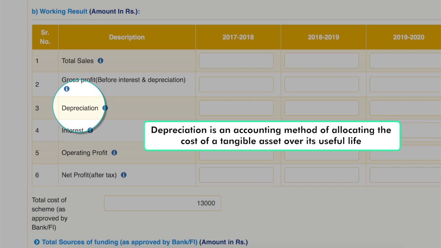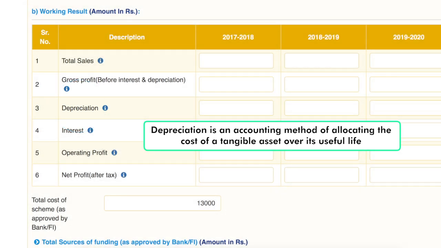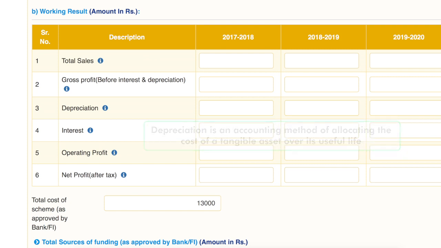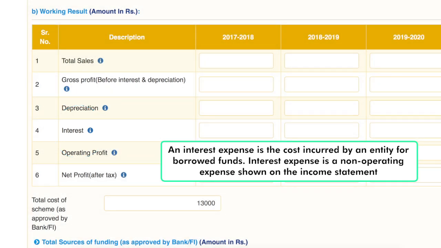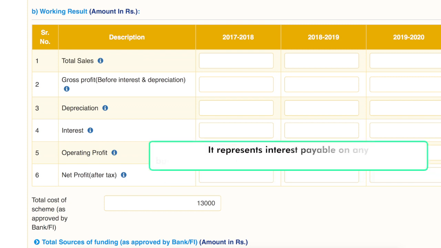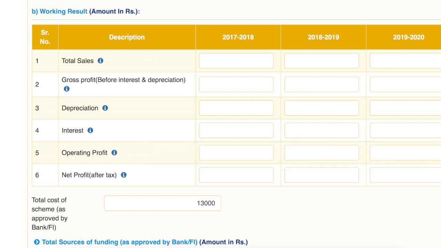Depreciation is an accounting method of allocating the cost of a tangible asset over its useful life. An interest expense is the cost incurred by an entity for borrowed funds. Interest expense is a non-operating expense shown on the income statement. It represents interest payable on any borrowings, bonds, loans, convertible debt, or lines of credit.